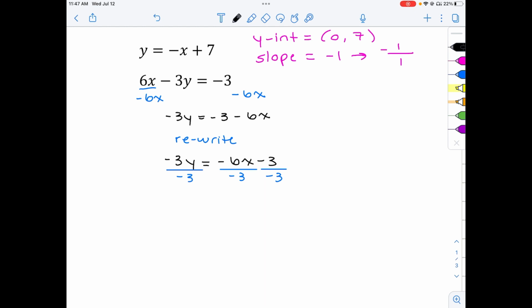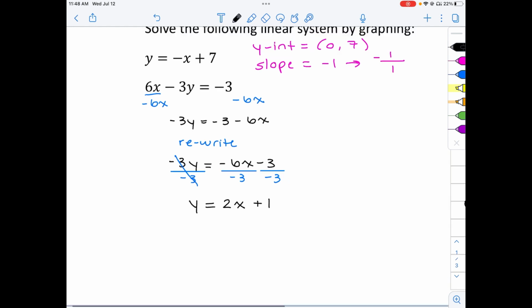So this negative 3 divided by negative 3 will cancel out. We will have just y, which is what we want. Negative 6 divided by negative 3 is positive 2. The x just stays the same. You don't have to write x over 3 because it's just the numbers that get divided. And then negative 3 divided by negative 3 is positive 1.